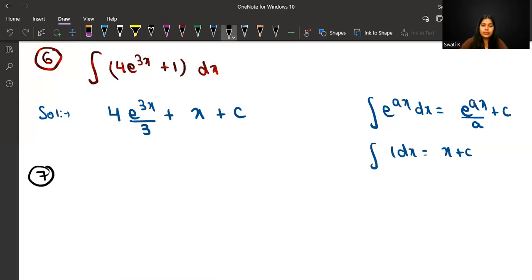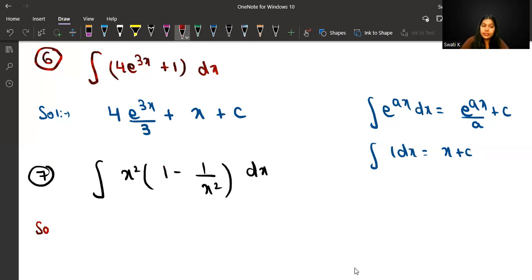Now we can go to the seventh question. I have the seventh question: integration of x squared into 1 minus 1 upon x squared. Very simple, this is also a very simple question. A very simple thing that you can do is simplify this first. So this will become integration of x squared into 1 is x squared, minus x squared into 1 upon x squared is 1. Do you realize that this was a little complicated because it was in the product form, and now it is in the simplified form? So simply you have to integrate this.